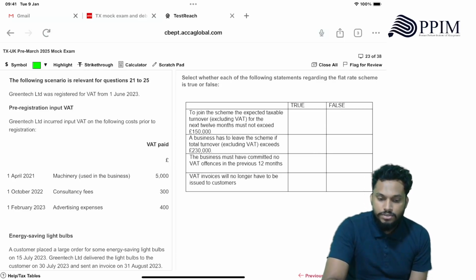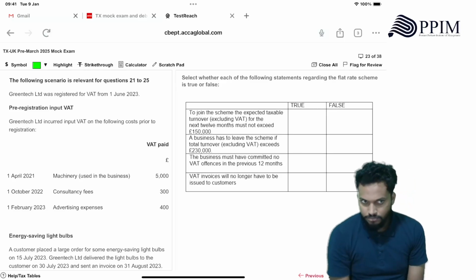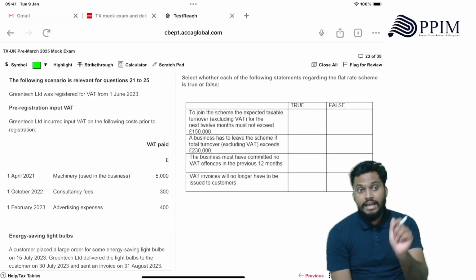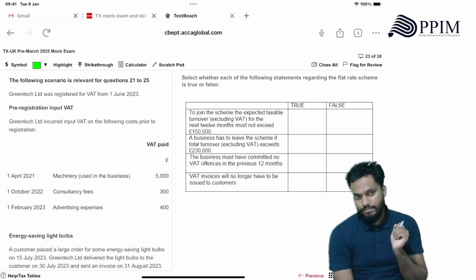State whether the actual tax point will be the invoice date.